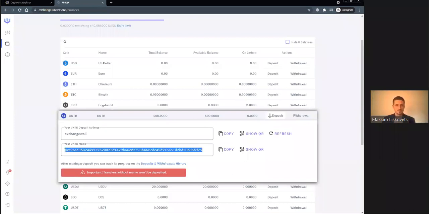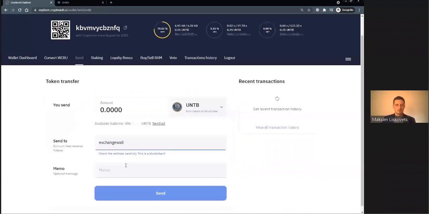That's why you need to copy this code. You don't have to select it all, just click on the copy button and it will be copied automatically, and you paste it in the memo box. Here, you can enter the desired amount, say 80 UNTBs. I have 486 UNTBs, and I would like to withdraw 80 to the exchange account.